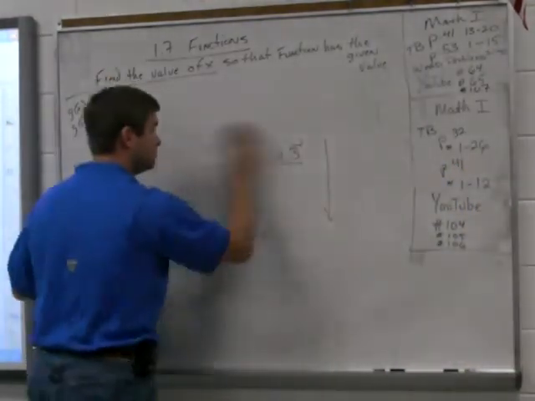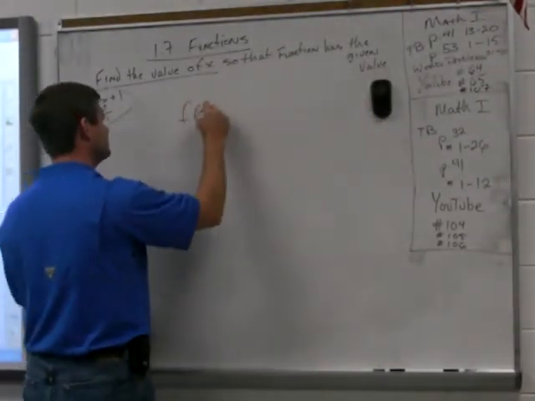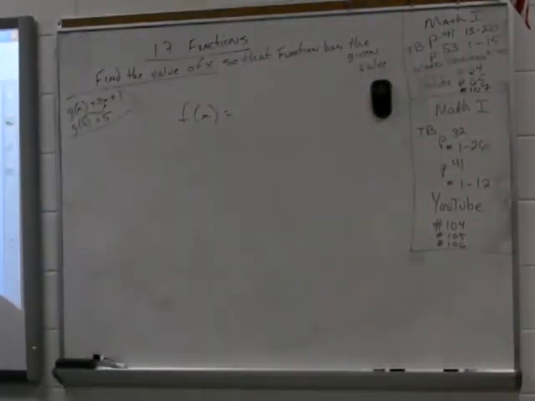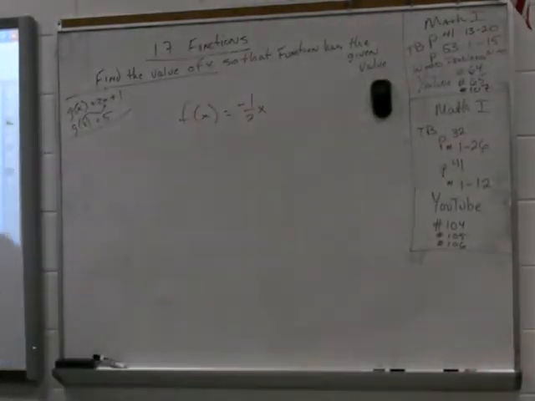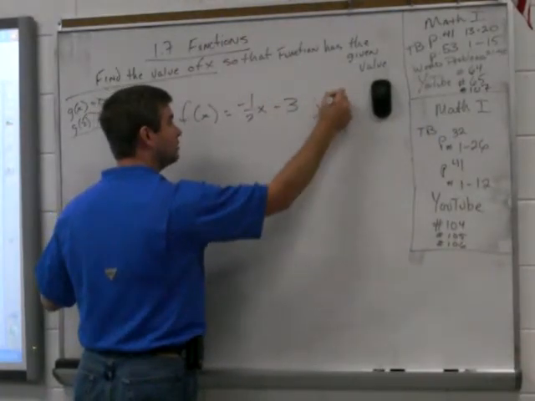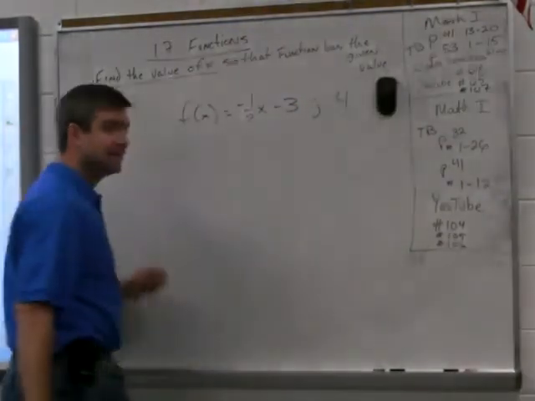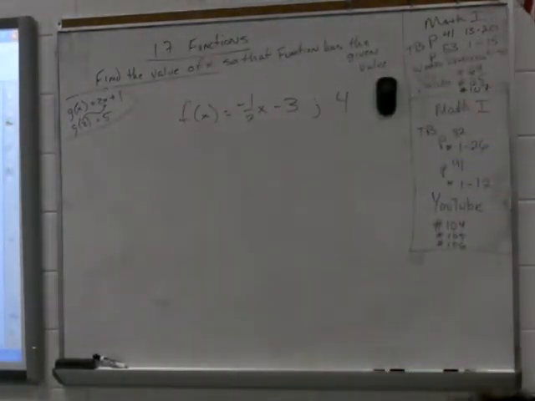All right, let's do one a little different. Same type of problem, a little harder. F of x equals negative 1/2 x minus 3; 4. That's how the problem is going to be given. It's going to ask you to find the value of x so that the function has the given value.